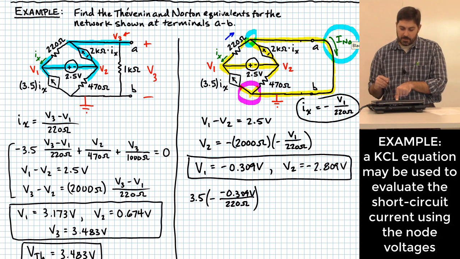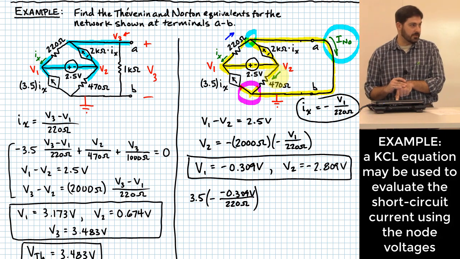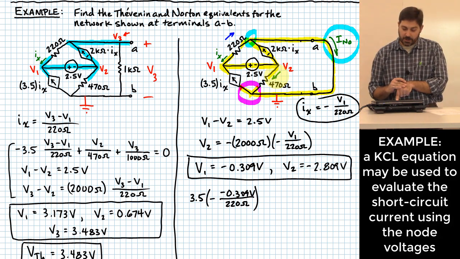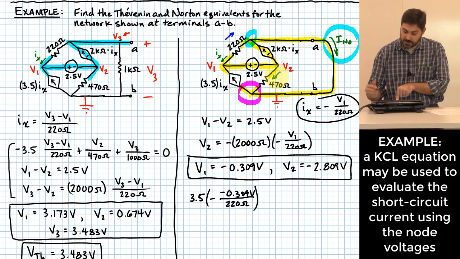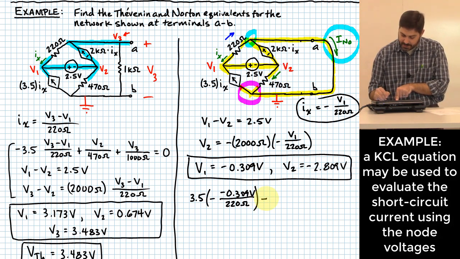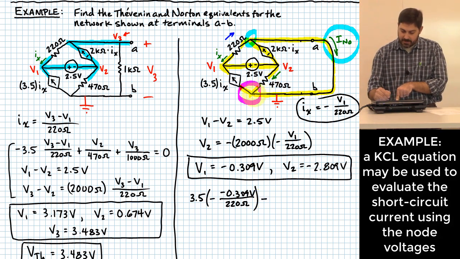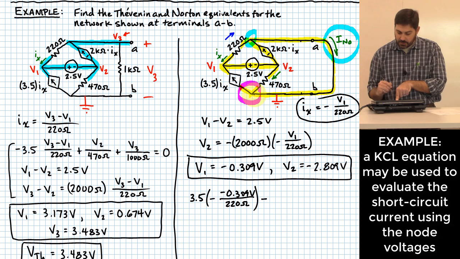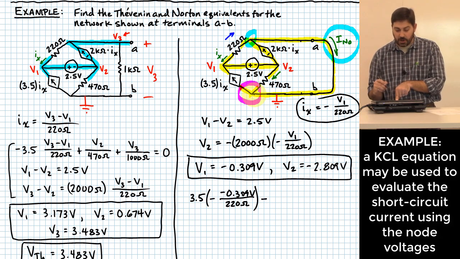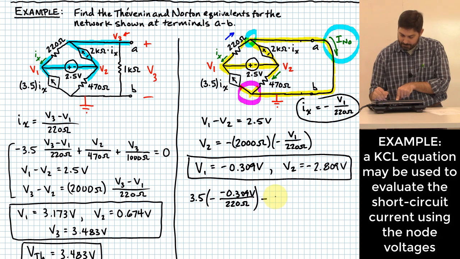Keep in mind, if V2 is positive relative to ground, it would have a current that would flow in that direction. Because of that, I'm going to say that looks like an entering current, so I'm going to take that as a negative because it's entering that node, and it's going to be based on V2 over 470 ohms. But what is V2?